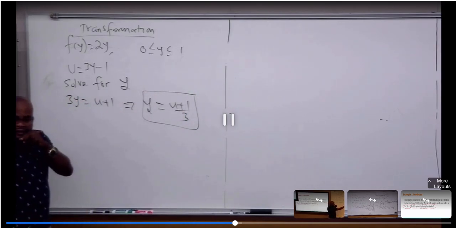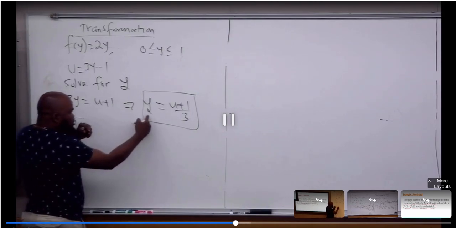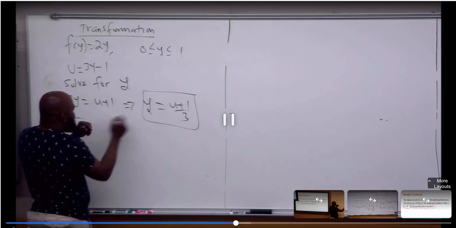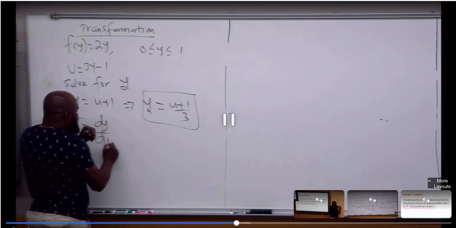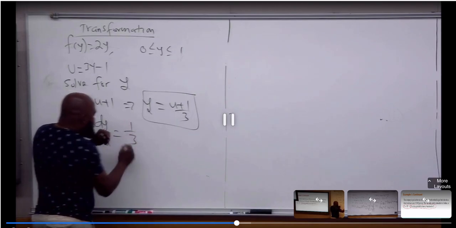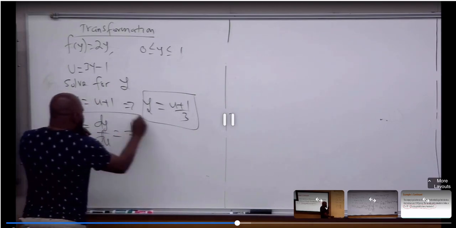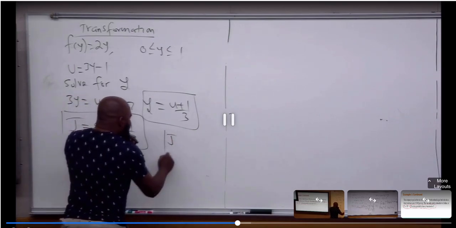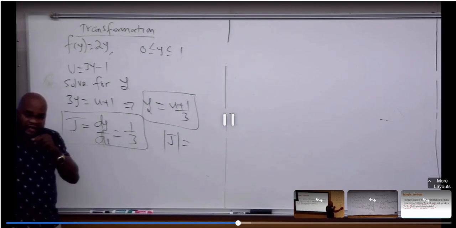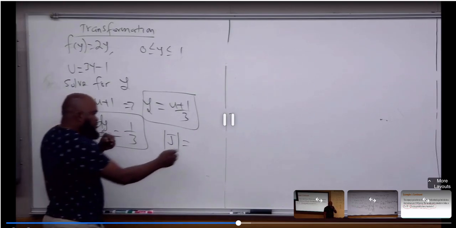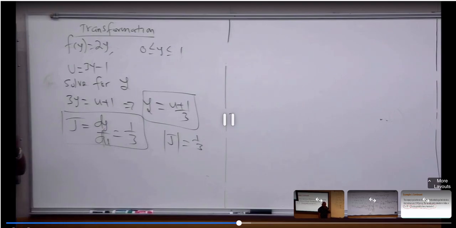When I solve for y, okay, I need a Jacobian. I'm going to differentiate this, dy/du. What is dy/du? 1 over 3. Now I need the absolute value of the Jacobian because we don't want negative. If it's negative, of course, this is still going to remain that.